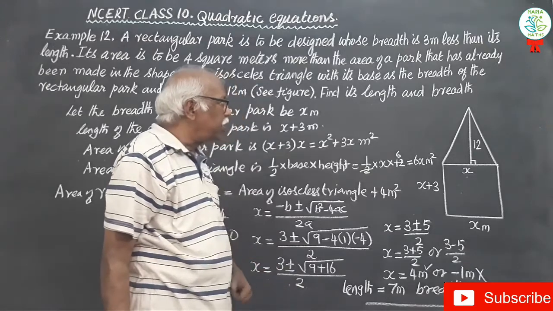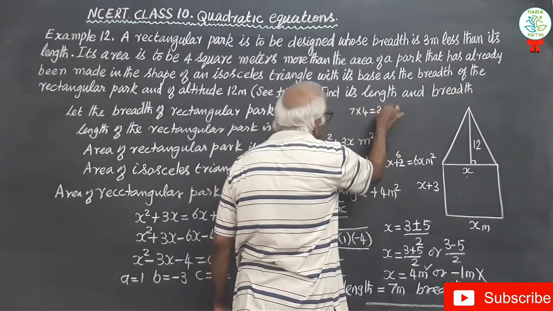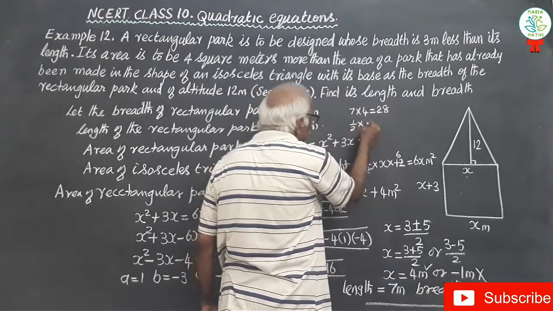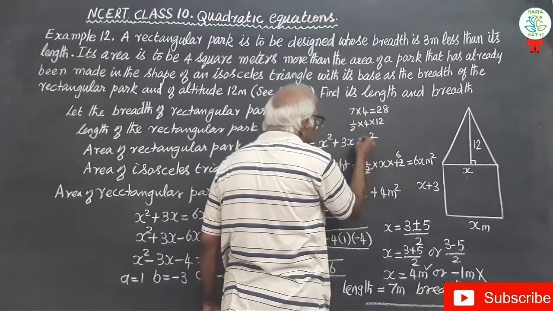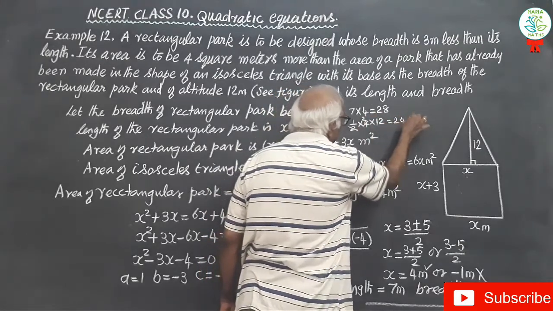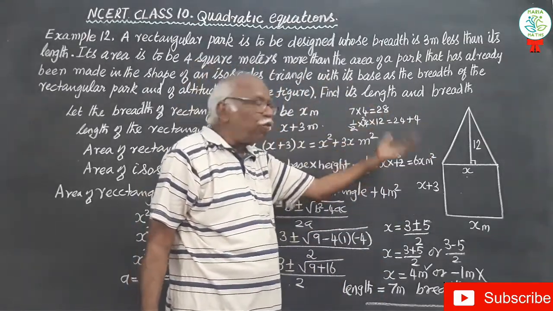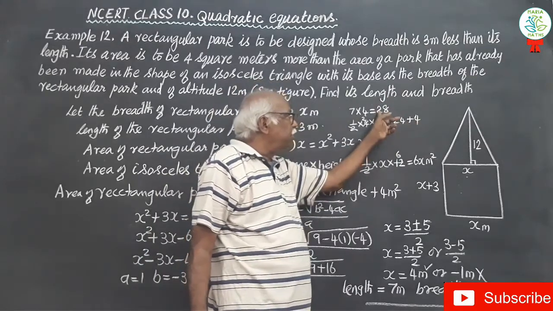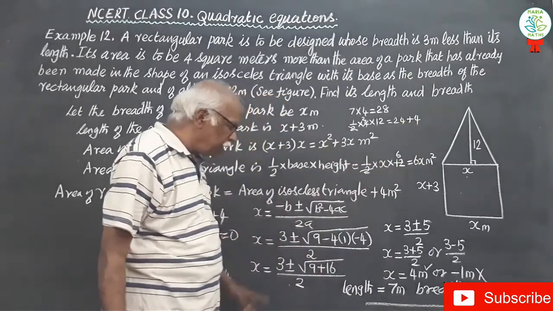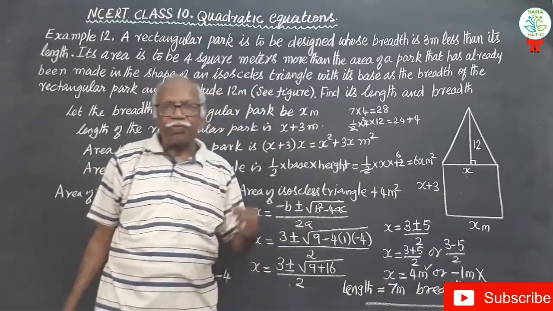Now we will check our answer. Area of the garden is 7 into 4, 28. Area of the triangular park is half into 4 into 12, that is 24. 24 plus 4 square meter more is 28. This is the area of the rectangle, and it is also 28. Therefore, our answer is correct. Length of the rectangular park is 7 meter and breadth is 4 meter.